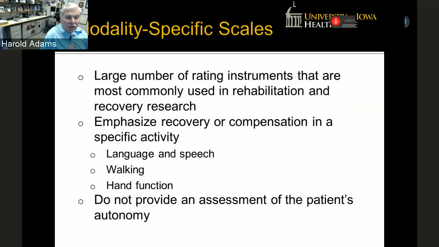Now, in addition, there are modality-specific scales. These are generally used in rehabilitation and recovery and emphasize recovery or compensation in a specific activity, such as walking or hand function. They often do not provide an overall assessment of the patient's autonomy.